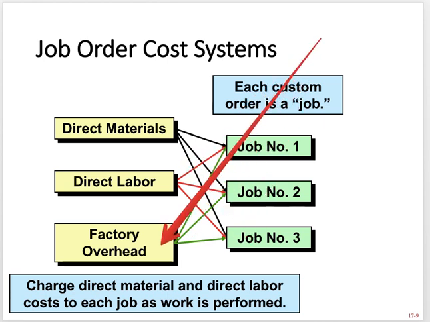Now, factory overhead is a little bit different. It is unique to each job. I'm not going to get into the specifics right now. We're going to talk about that later, but that also, again, is allocated to each job. And direct materials and direct labor are added to each job as the work is performed. So as it's going through the process, we're adding those things to it.